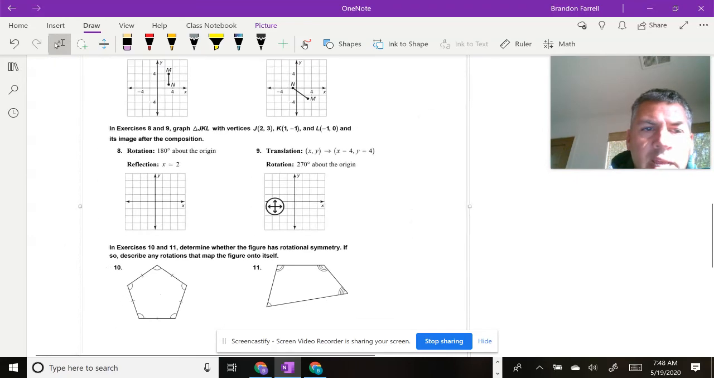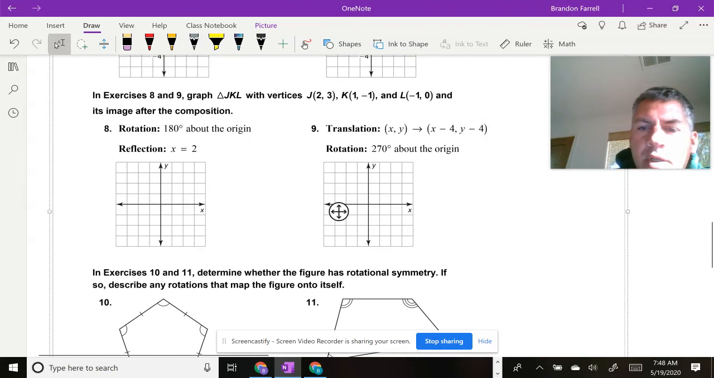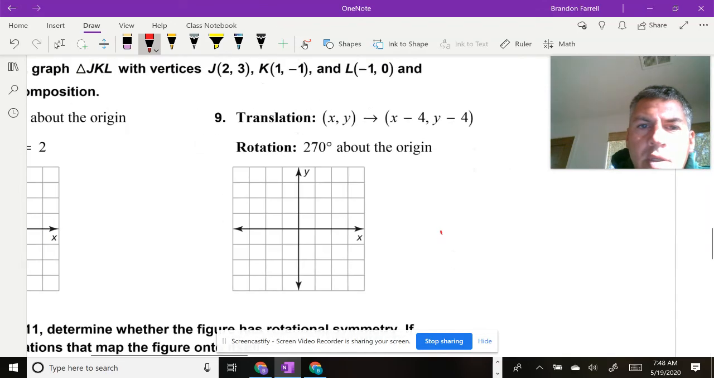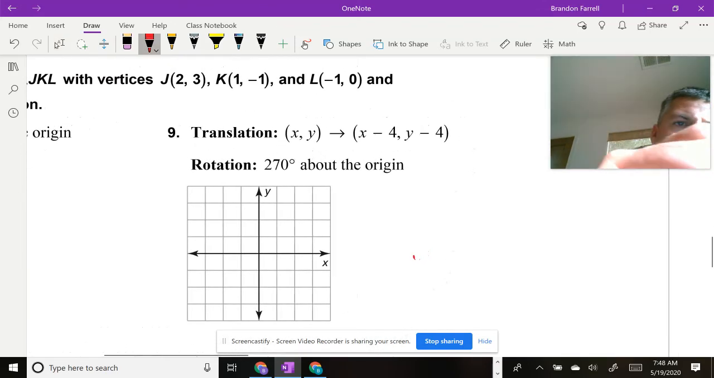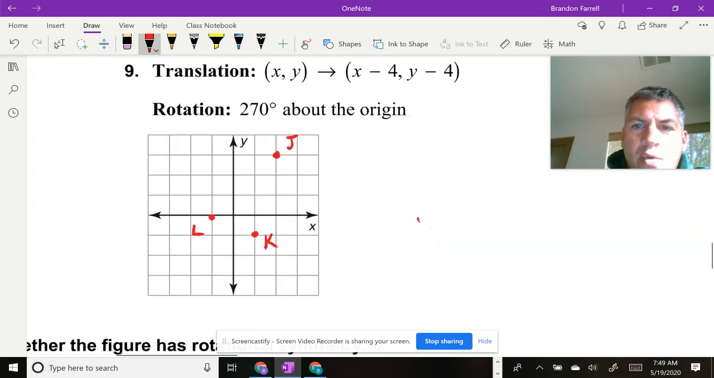So now we're looking at these rotations. I'm going to skip down here to a translation. So we want to graph 2, 3. So I'm going to go up here. We'll go count by ones here. So this is J. K is 1, -1. And L is -1, 0. All right. So we're going to move this guy 4 to the right and 4 down.